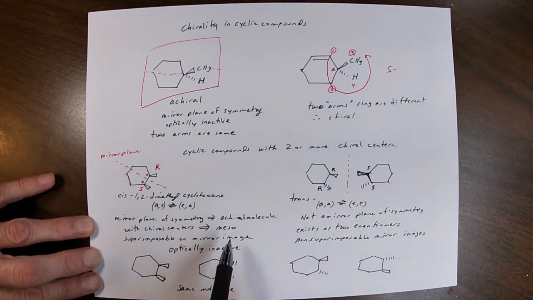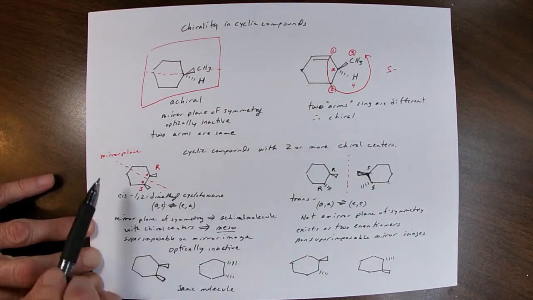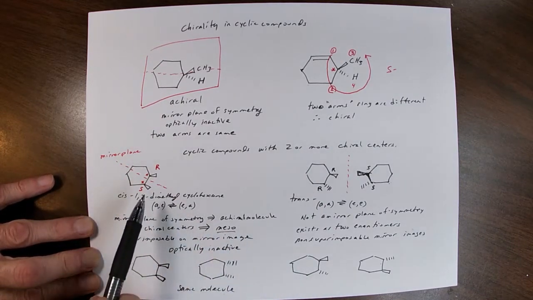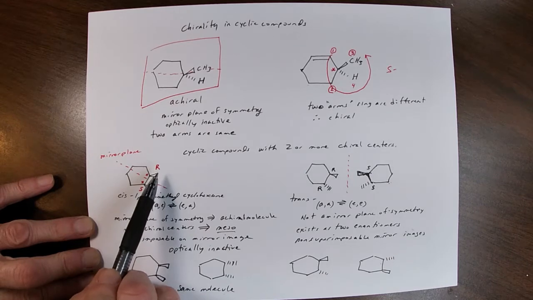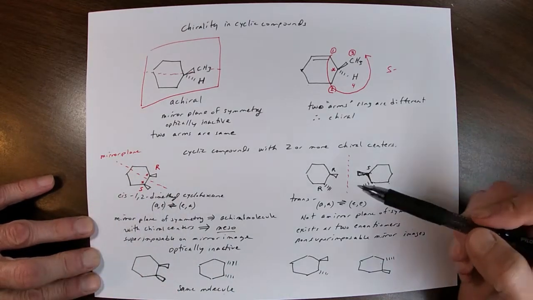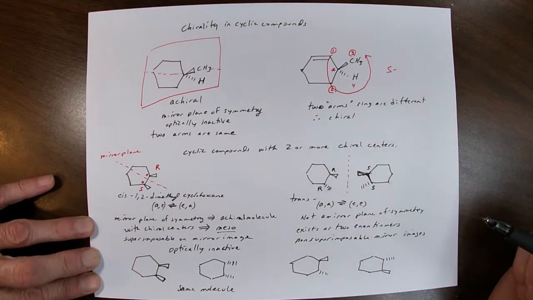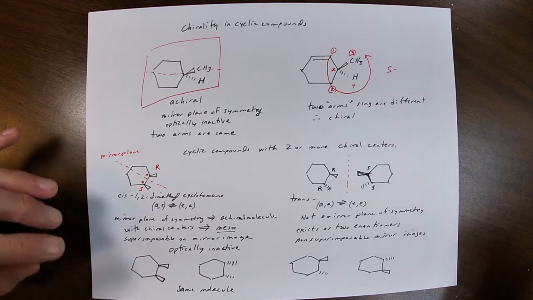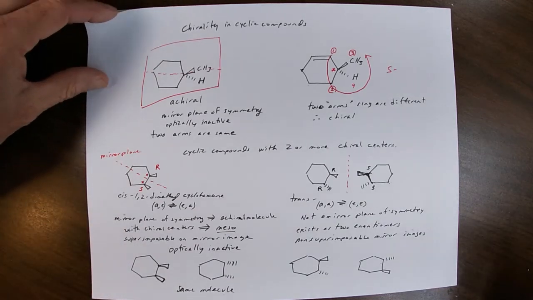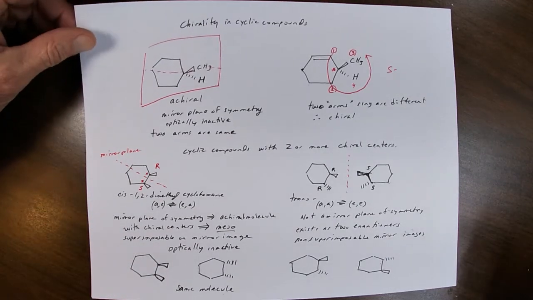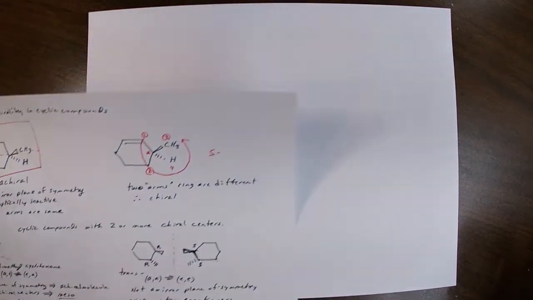Again, one way that you can recognize meso compounds is their symmetry, and they're always going to be RS or SR. Your enantiomers are going to be RR versus SS. Okay, now that's our cis 1,2 and trans 1,2. Let's look at cis 1,3 and trans 1,3.